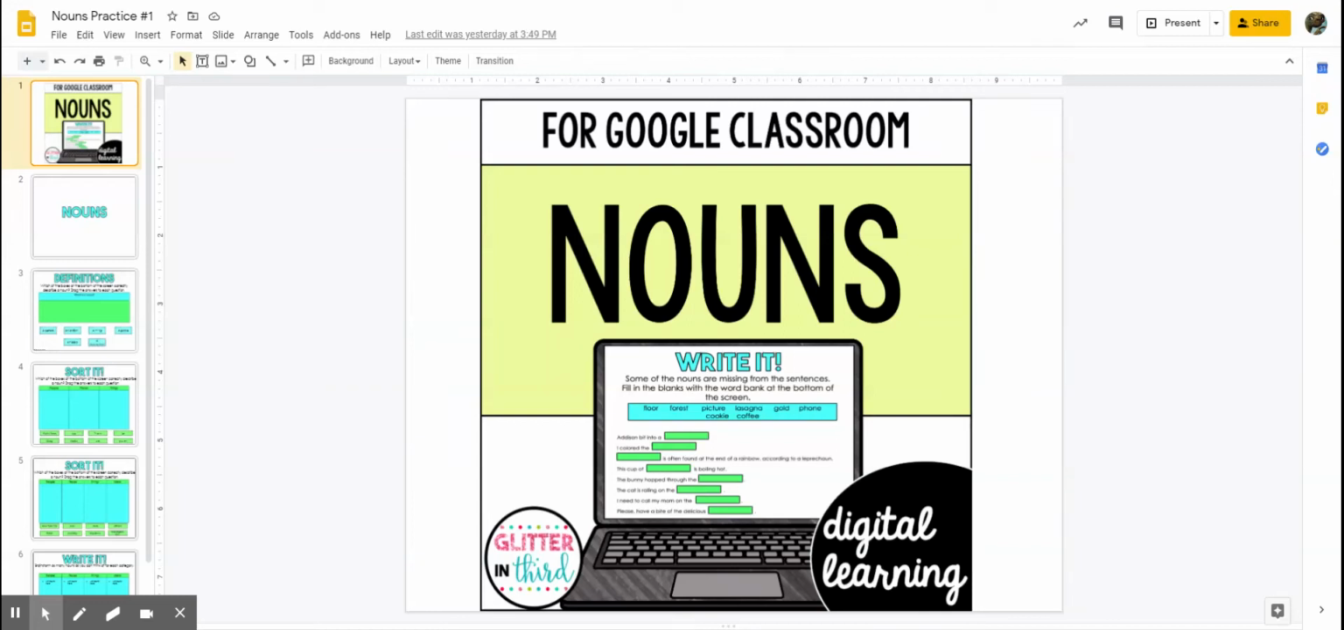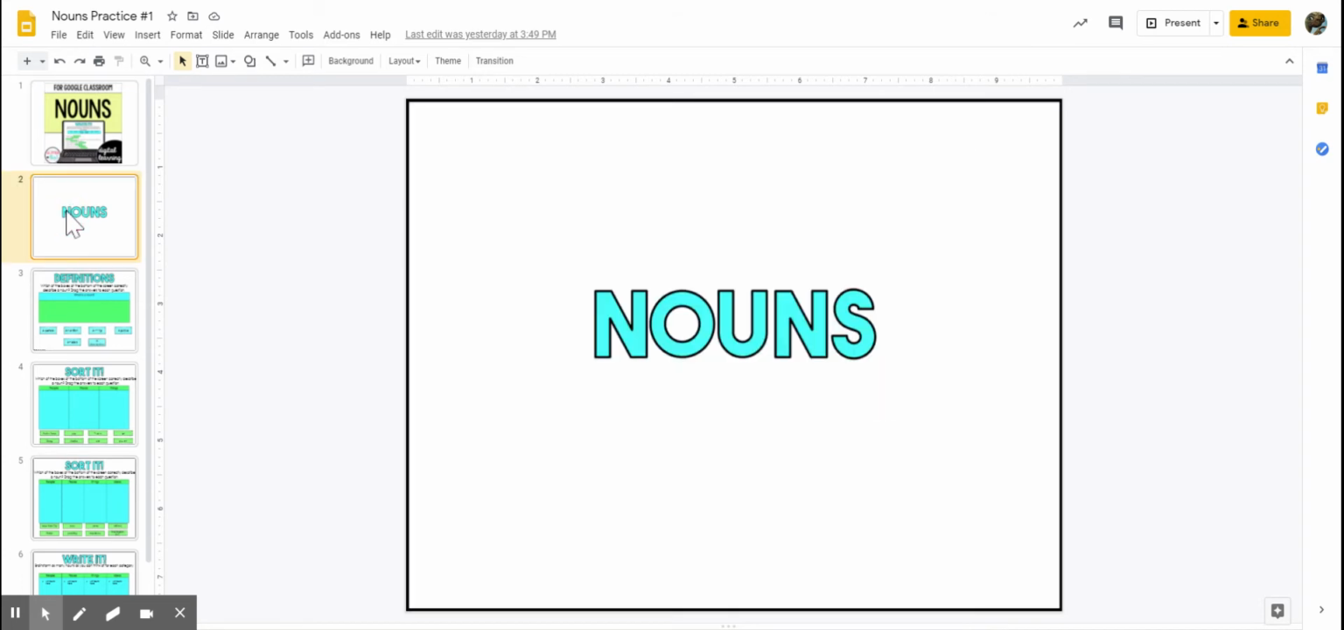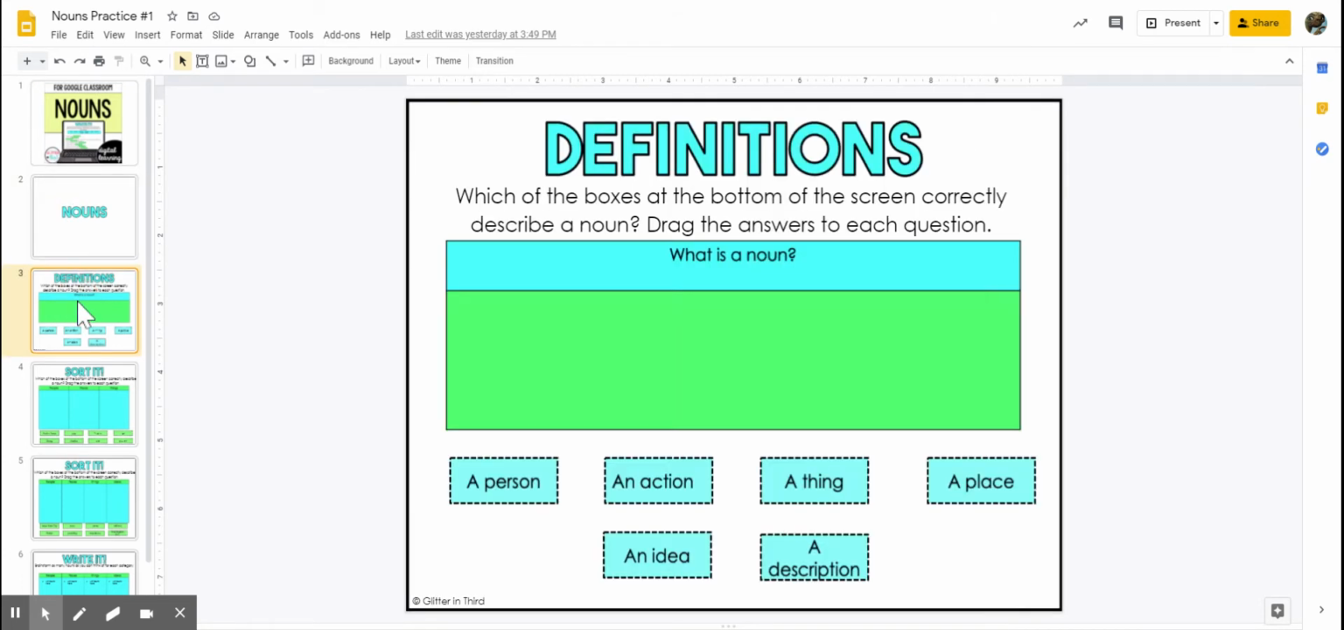I'm going to show you what to do to complete today's language practice for nouns. We're going to go to the second slide, which just introduces our topic, which is nouns. And the third slide, we're going to start off by reading the directions because we always start an activity with reading the directions. This says we're going to be working on definitions.